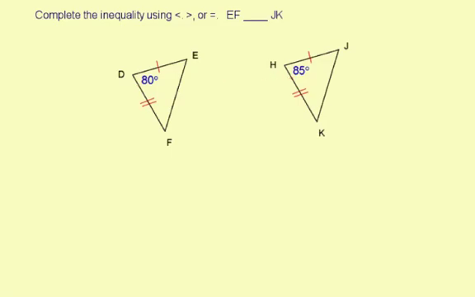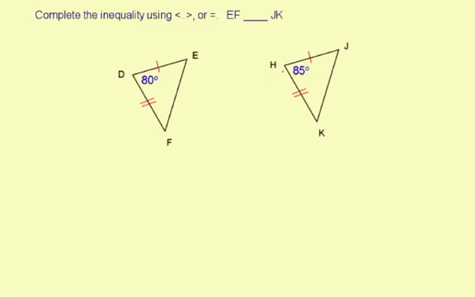Now, according to the hinge theorem, if two sides of one triangle are congruent to two sides of another triangle, and the included angle of the first is larger than the included angle of the second, then the third side of the first is longer than the third side of the second. Well, that's a real mouthful, but here's what it says. You have two sides that are congruent in the triangles, and you have two angle measures.